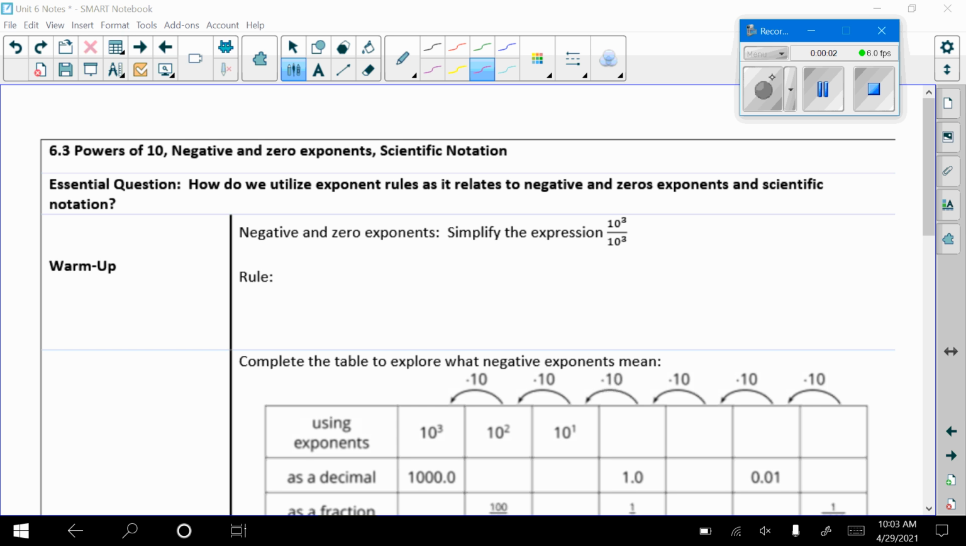As we're starting with 6.3, we're going to talk about powers of 10. We're going to have negative and zero exponents, as well as a little bit of scientific notation. In this video, I'm going to only get through the negative and zero exponents. I'll do a separate one for scientific notation.